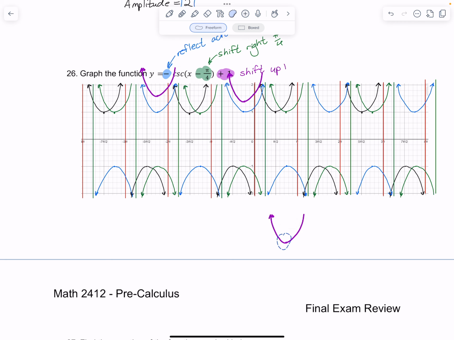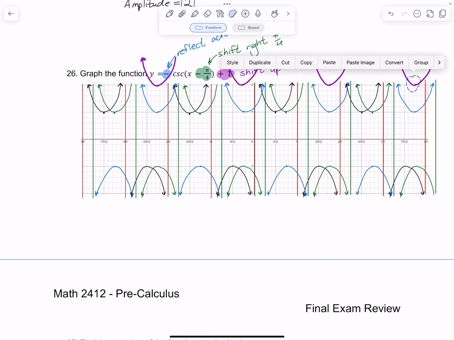Here, here, here. Is that shifted up one properly? No, it's not. I need to shift it up more. This is shifted up one. There we go. This is shifted up one. This is shifted up one. That's correct. And this is shifted up one.